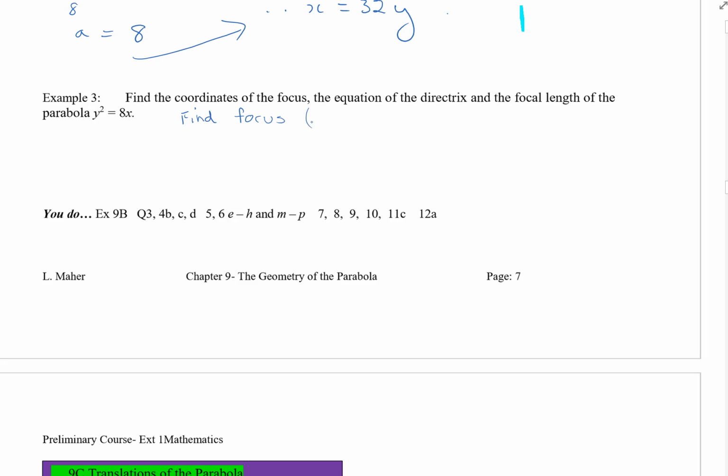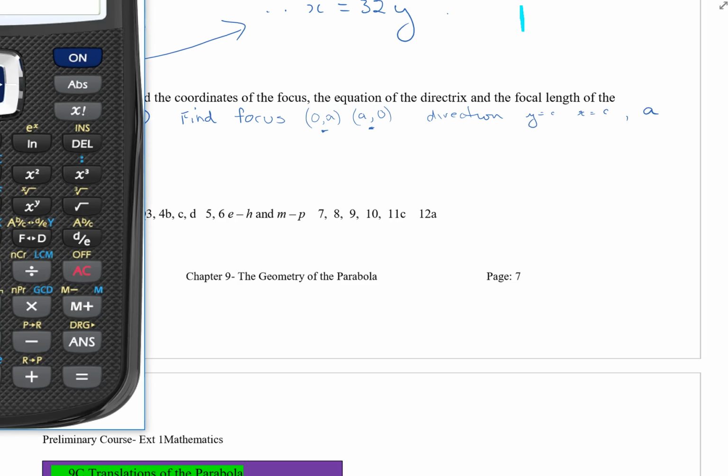Find the focus. So what do we know about a focus? For now, the focus is either (0, a) or (a, 0). So it's either along the x-axis or along the y-axis. The directrix, what do we know about the directrix? It has to be in the form y equals some constant or x equals some constant. And the focal length is a. You're finding a. And what are you given?